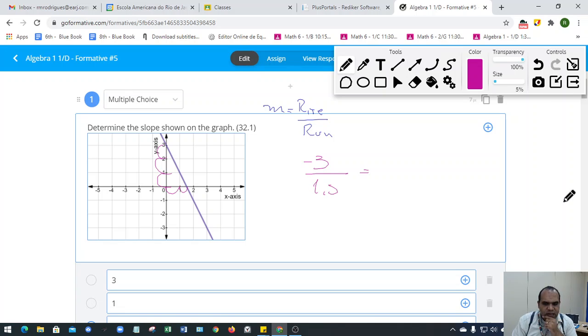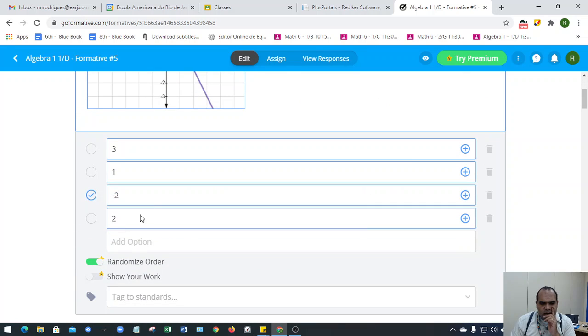My question is, how many times does 1.5 go into 3? 2 times. 2 times 1.5 is 3. Great. But it's negative 3, then the answer is negative 2. Great. Let's check it out. If I have negative 2 over here, yes, I have it. Nice.